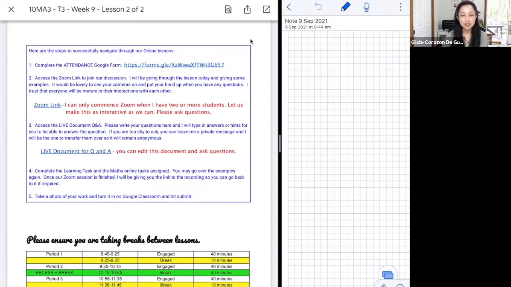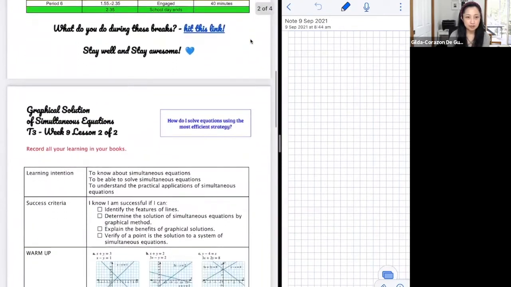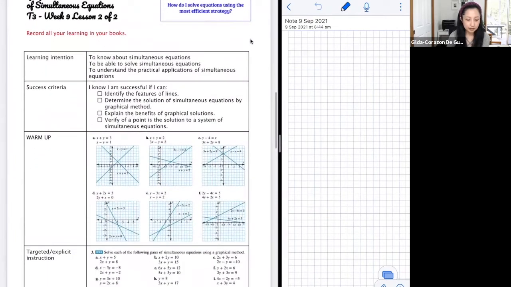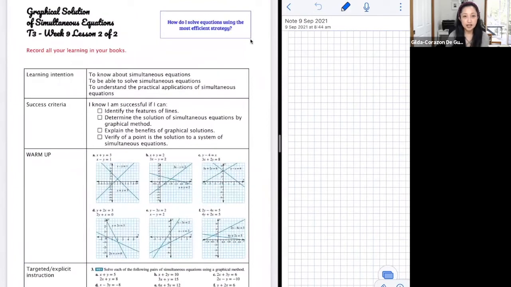Okay, so we'll be continuing our lesson on graphical solutions of simultaneous equations, or what we said as a system of linear equations. Then we'll be focusing on the point of intersection, or that's the solution of any two lines, and we'll be looking at just linear equations.